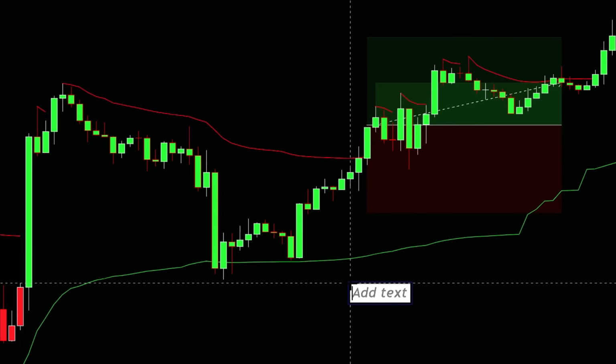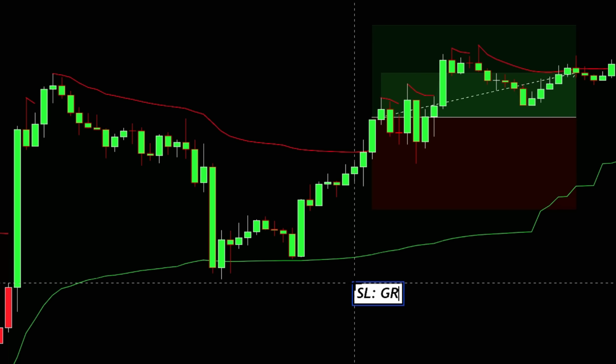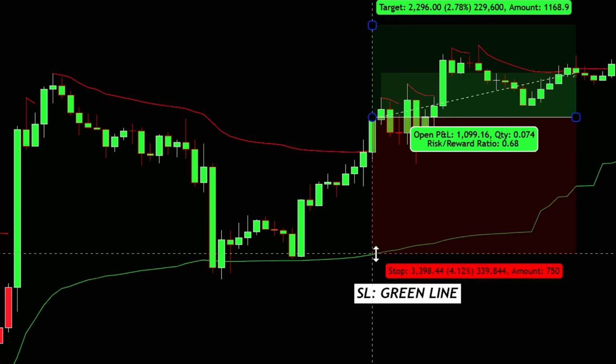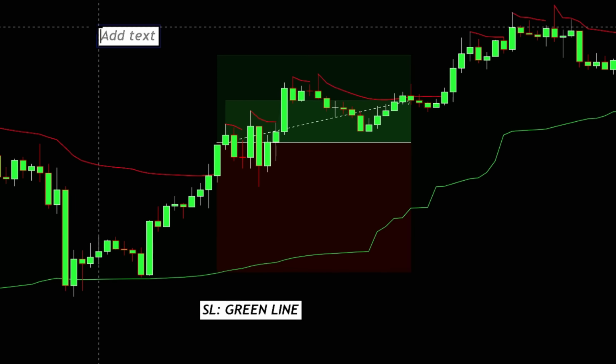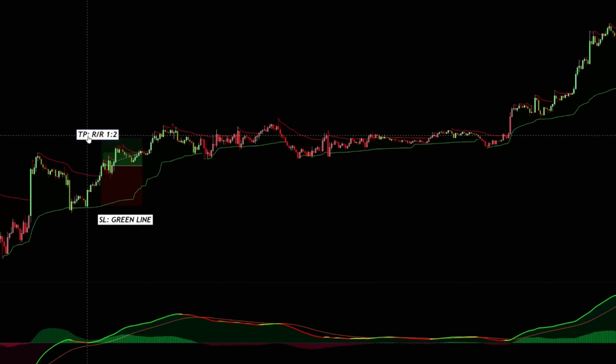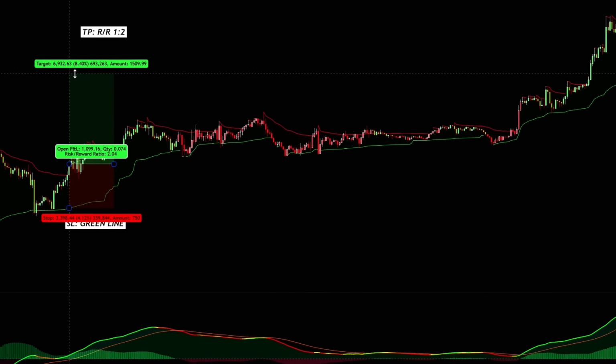Set the stop loss just below the VWAP green band, your immediate support. For take profit, aim for at least a 1 to 2 risk to reward ratio. For example, if you risk $1, target is $2. Simple, structured, and easy to follow.